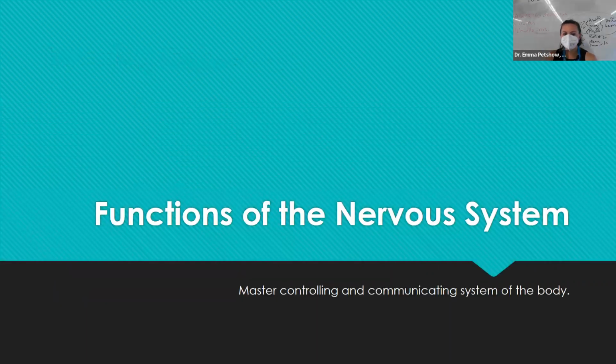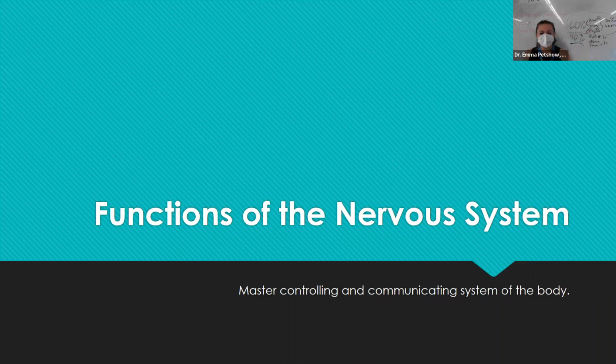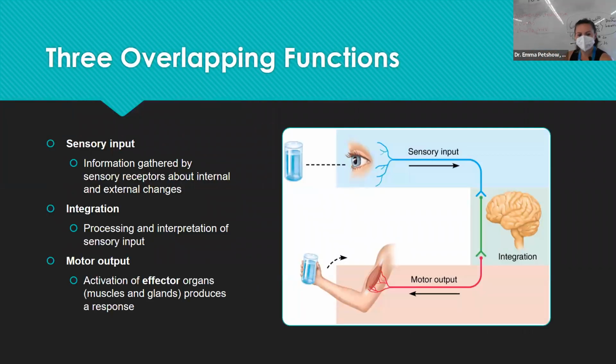So again, the nervous system as a whole is our major controlling and communicating system of the body. The other is the endocrine system. The nervous system is rapid and specific and typically almost always causes an immediate response, which is how it can be different than the endocrine system. Cells are communicating via electrical and chemical signals. There's 3 different functions that we want to keep in mind when we talk about the nervous system as a whole, and that's sensory input, integration, and motor output.